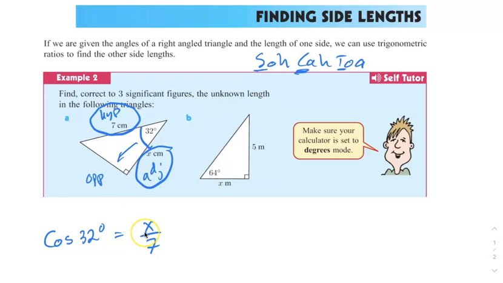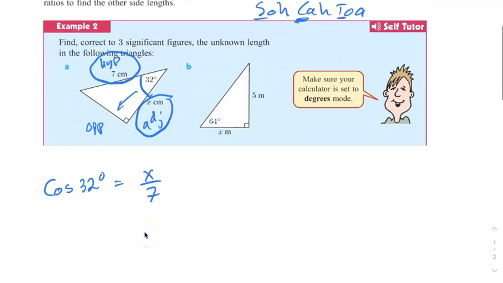So we'll solve for x, we multiply both sides by 7. These will cancel out, and we get 7 cosine of 32 equals x. How do I solve this? Well, I use my calculator.